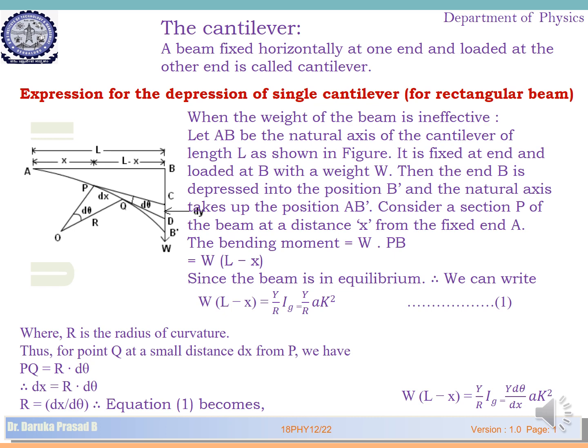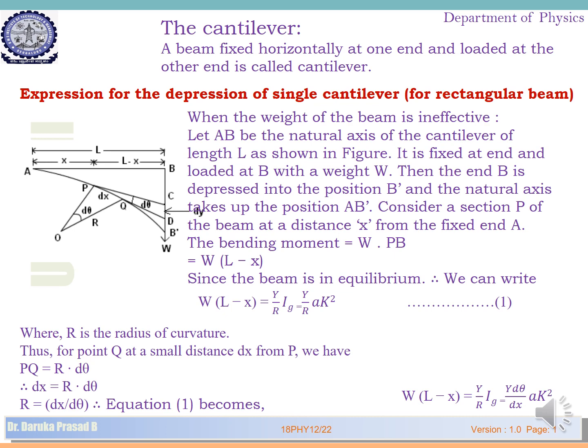It is fixed at one end and loaded at the other end, that is at point B, with a weight W. Then the end B is depressed to a new position B dash, and the natural axis takes up the position AB dash. Consider a section P of the beam at a distance x from the fixed end A. Then the bending moment is W into PB, where PB is L minus x, because the total length is L, in which A to P is x, therefore P to B is L minus x.